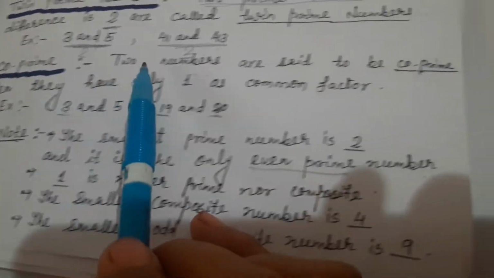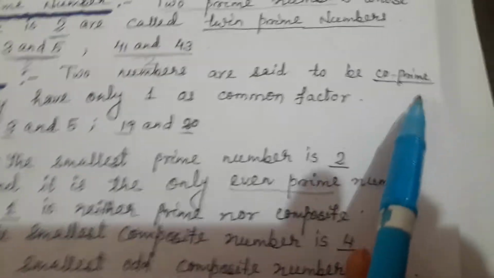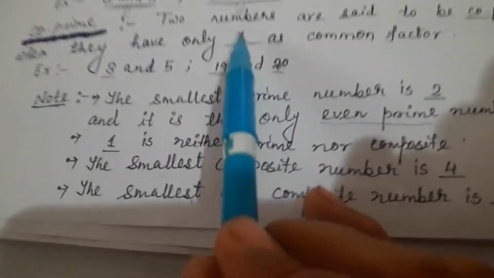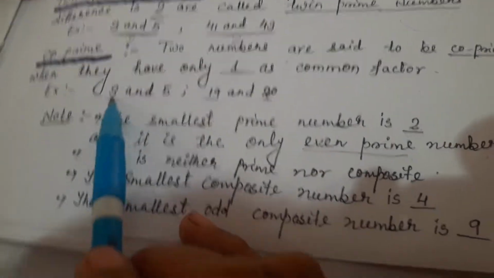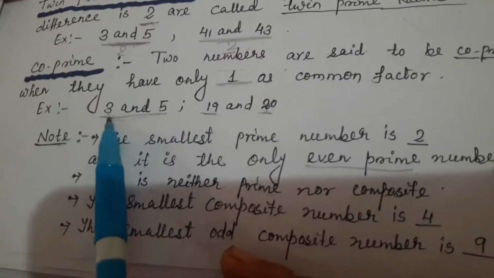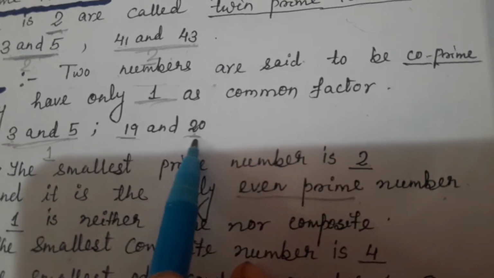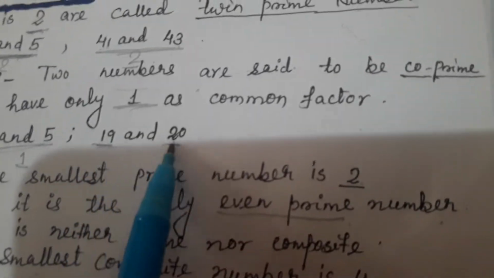Then co-prime. Two numbers are said to be co-prime when they have only one common factor, which is 1. Any two numbers, suppose we take 3 and 5. What is their common factor? Their common factor is 1. And 19 and 20. What is the common factor of 19 and 20? The answer is also 1. That's why 3 and 5 are co-prime, and 19 and 20 are also co-prime.